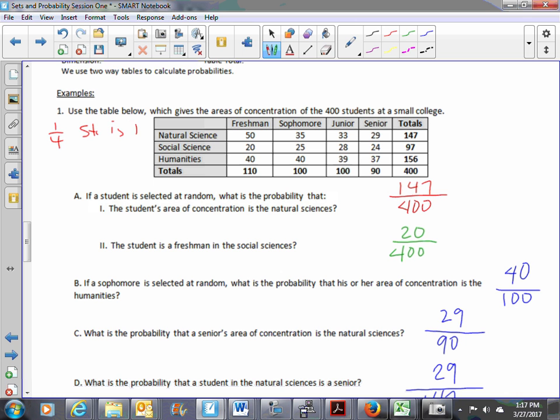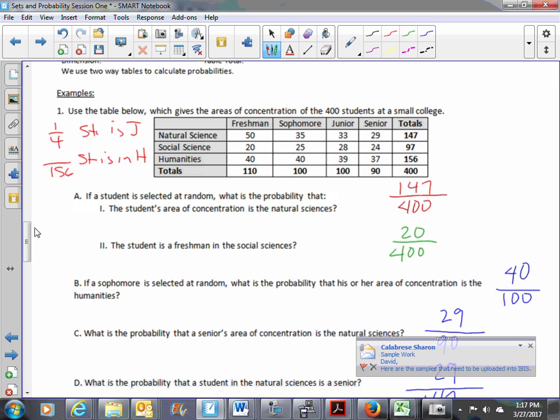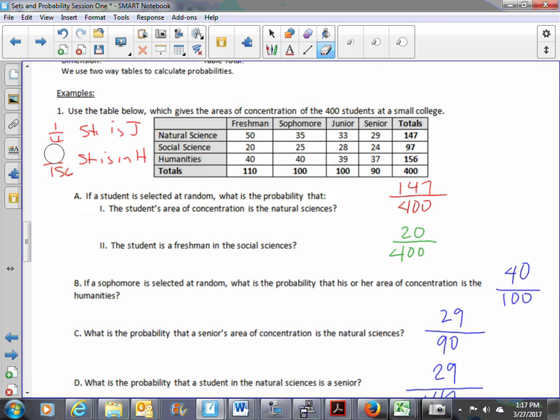Student is in humanities. There are 156 students in humanities, and the juniors in humanities are 39. Sorry about this. Student is a junior is 1/4. Student is in humanities is 156 over 400.